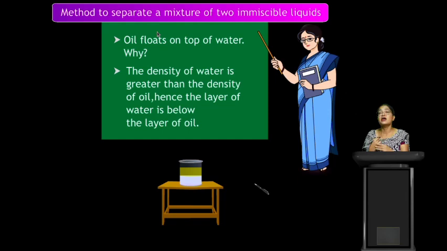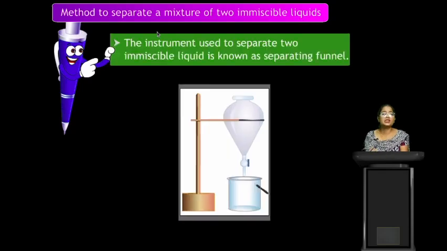What are these? These are immiscible liquids. They cannot be mixed together, right? So how do we separate them? There's an instrument used to separate two immiscible liquids like water and oil. It is called a separating funnel. So this is the separating funnel. Here we put the mixture of water and oil and then we separate it. How do we separate? Let's see.